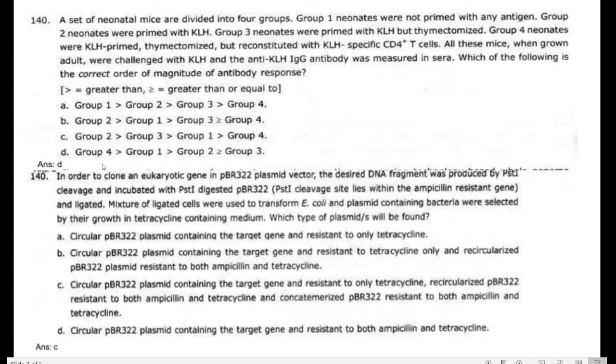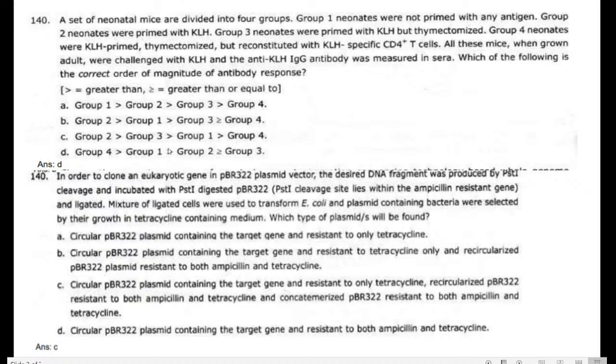Group 4 is the higher one because group 4 has the additional T cells. So there is a higher number of antibodies produced. They added the immune cells, so here they're reconstituted with the CD4 cells, so antibody production becomes high. Then in a normal cell there is no antigen, so this is a normal antibody quantity.